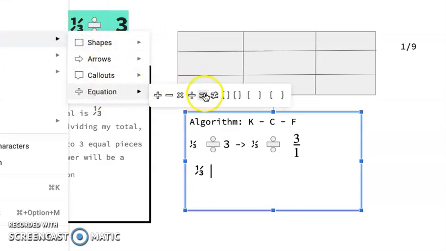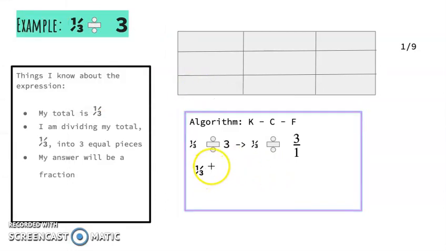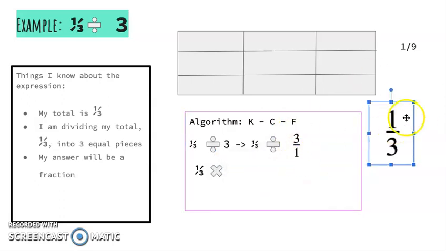Alrighty, you guys are correct. We change it into a multiplication sign. So I'm going to put the multiplication sign. And now my last step is to flip. So this 3 over 1 becomes 1/3.